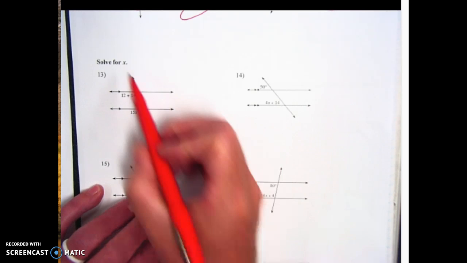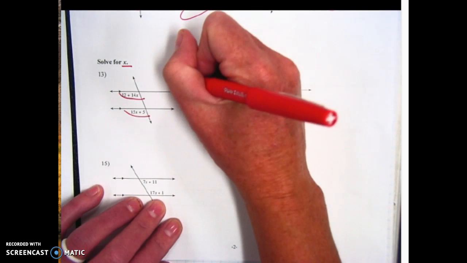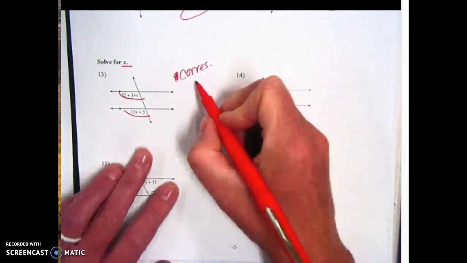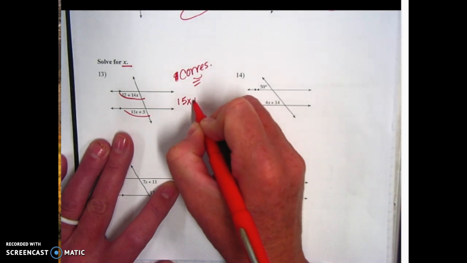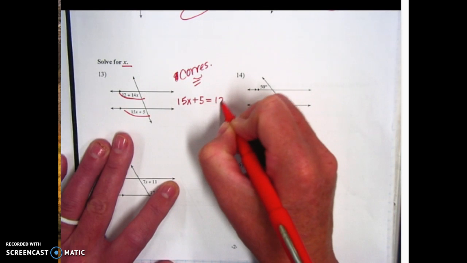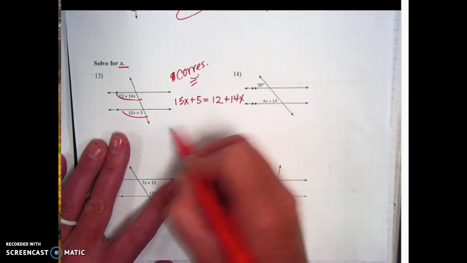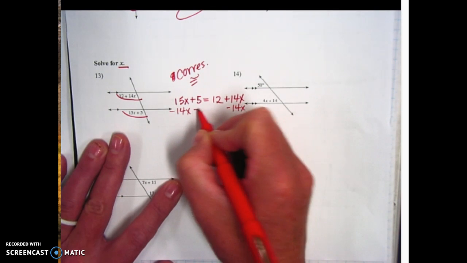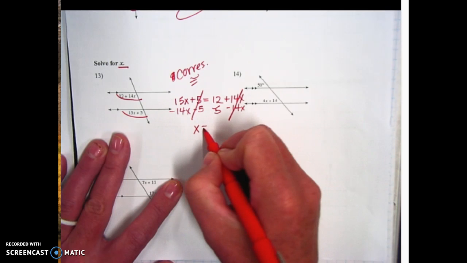All right, now let's throw in some algebra, starting with number 13. So we need to solve for x. All right, first mark your angles and determine that they are corresponding. Corresponding angles should be congruent. So I'm going to take these two algebraic expressions and put an equal sign in between them. And then algebraically, I need to get the variable on one side or the other. So I'm going to subtract 14x from both sides. I'm also going to subtract 5 from both sides. These cancel, and I get x equals 7.